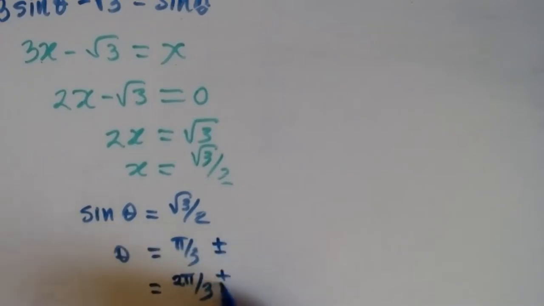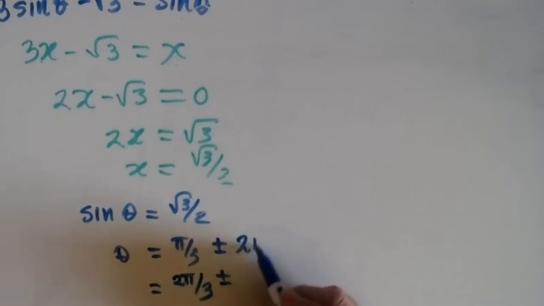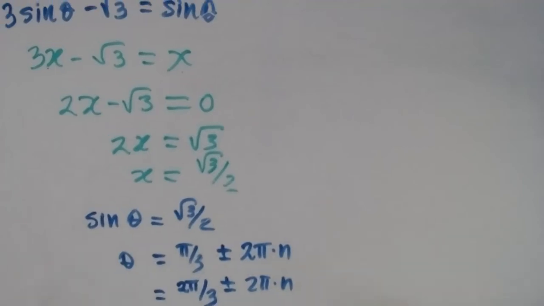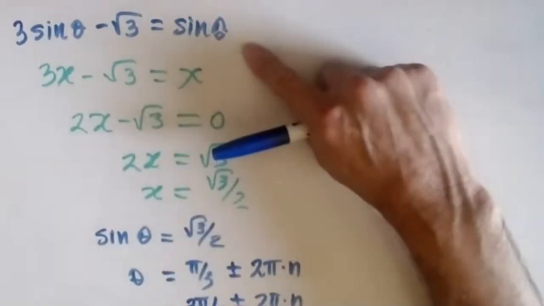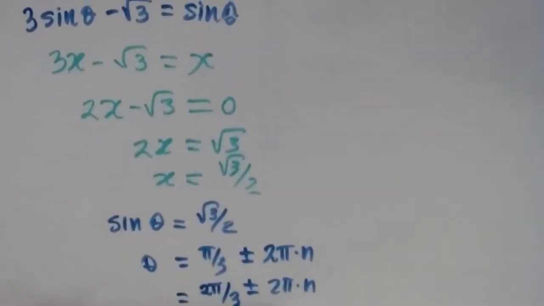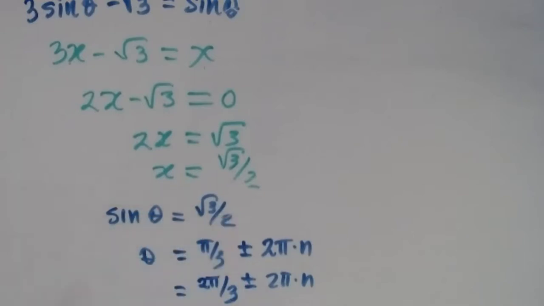So what do I have to do now? Well, the sine repeats every 2 pi, so these are going to repeat every 2 pi. So you put plus or minus 2 pi n. Every 2 pi to the right and every 2 pi to the left, that's the plus or minus, you repeat this value, square root of 3 over 2. Remember, there is no restriction on the angle, so it could be any number on the number line. So these are the numbers on the number line that make the sine of theta square root of 3 over 2.